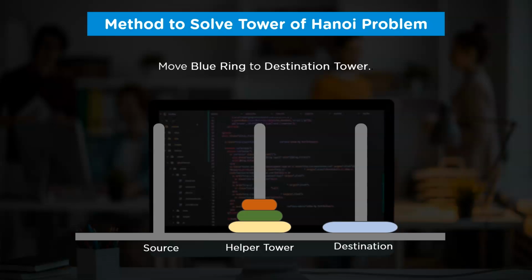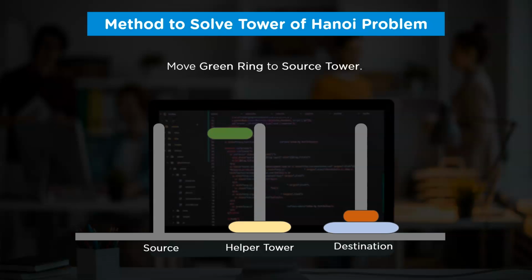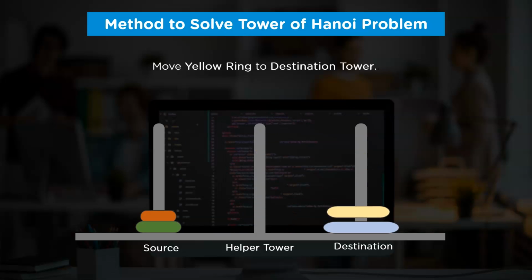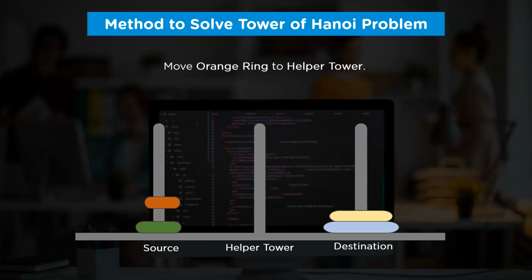However, we still need to bring 3 more disks to our destination tower in order to solve this TOH problem. And to do that, here we'll move the orange ring to the destination tower and the green ring to the source tower. After that, we'll move the orange ring to the source tower in order to bring the second largest ring to our destination tower. Here, we have successfully placed 2 rings at the destination tower. Now, we are only left with the arrangement of 2 more rings. To attain that, here we'll move the orange ring to the helper tower and the green ring to the destination tower.